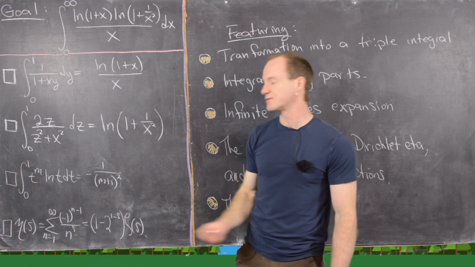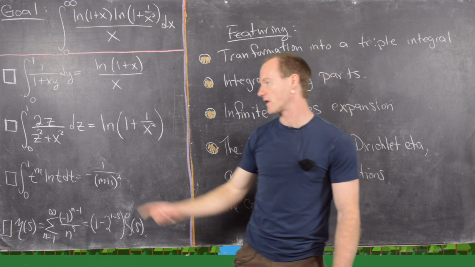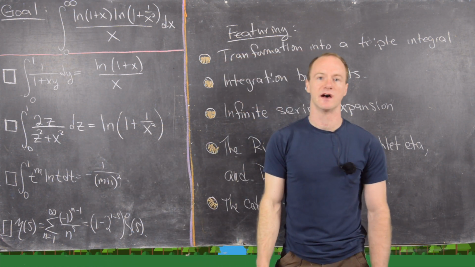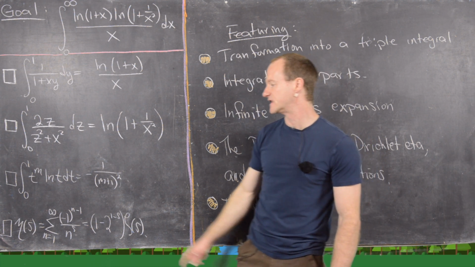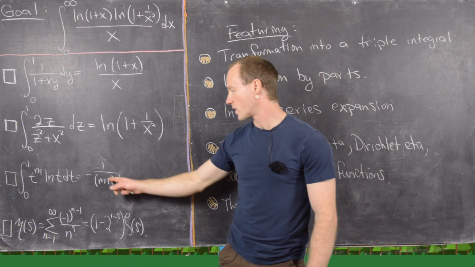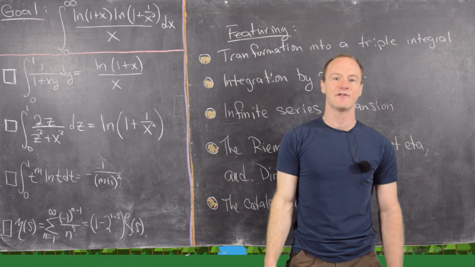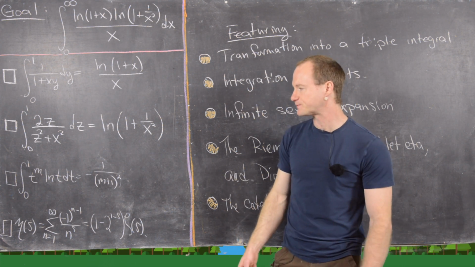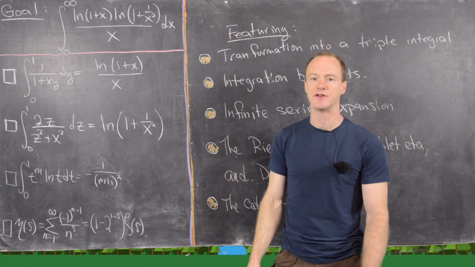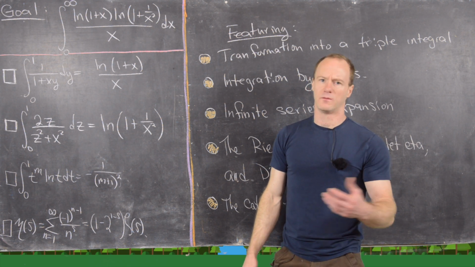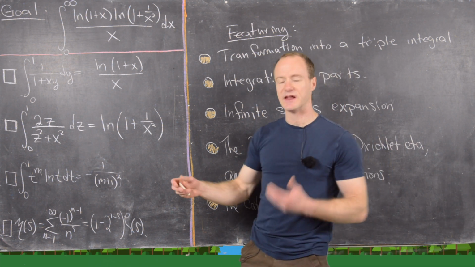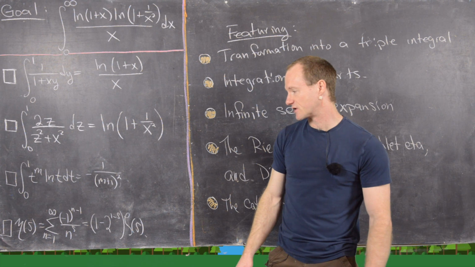Then we'll use integration by parts to prove this formula: the integral from 0 to 1 of t to the m times natural log of t is 1 over (m plus 1) squared, and it's the negative of that. And I should say here that m takes on certain values, positive integers, but it doesn't really matter in this case, as we'll see in our solution.